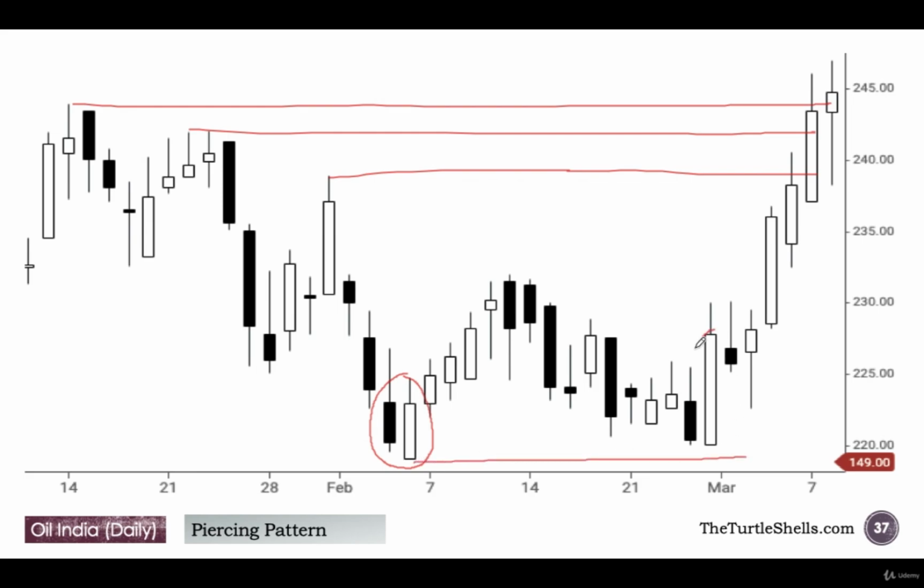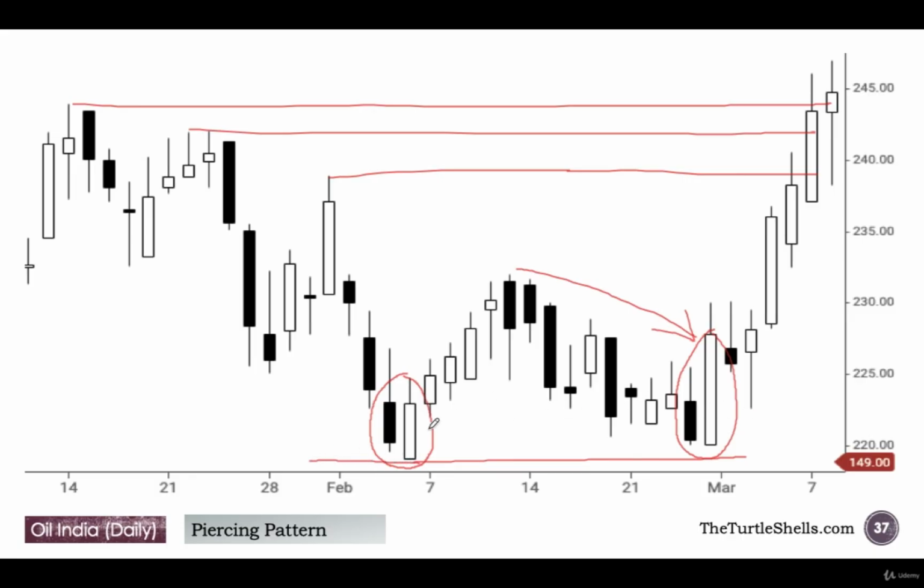There is a bullish engulfing pattern here. So the white candle completely wrapping around the prior small black candle. We know a bullish engulfing pattern comes after a downtrend. It's a very strong bullish pattern, even stronger than the piercing pattern. So the bullish engulfing pattern is confirming the support created by the piercing pattern.